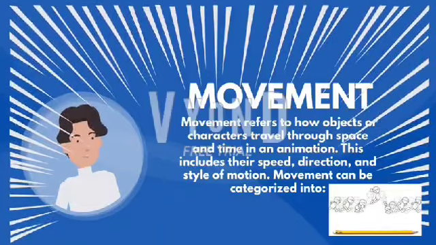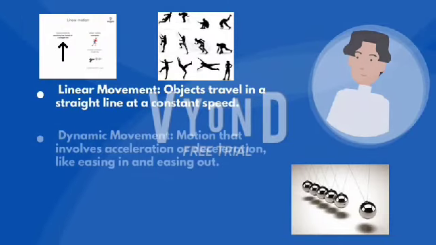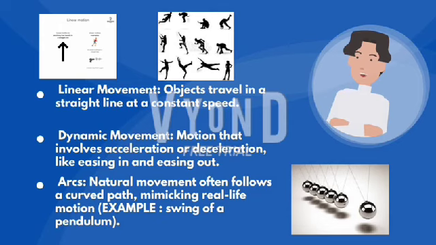Movement can be categorized into linear movement. Objects travel in a straight line at a constant speed. Dynamic movement. Motion that involves acceleration or deceleration, like easing in and easing out. Arcs. Natural movement often follows a curved path, mimicking real-life motion, e.g., the swing of a pendulum.